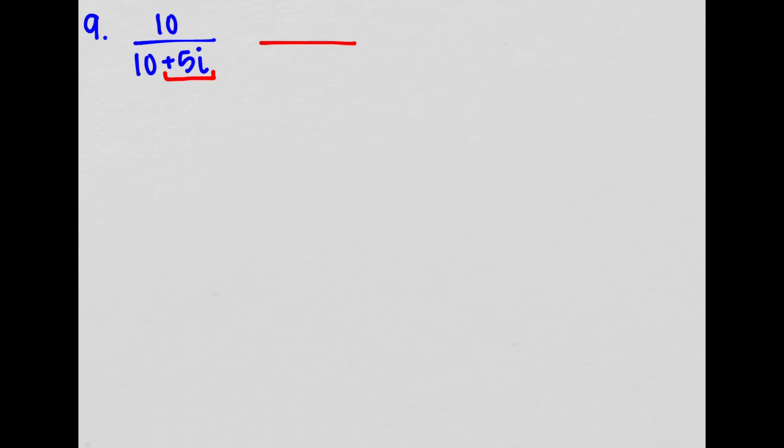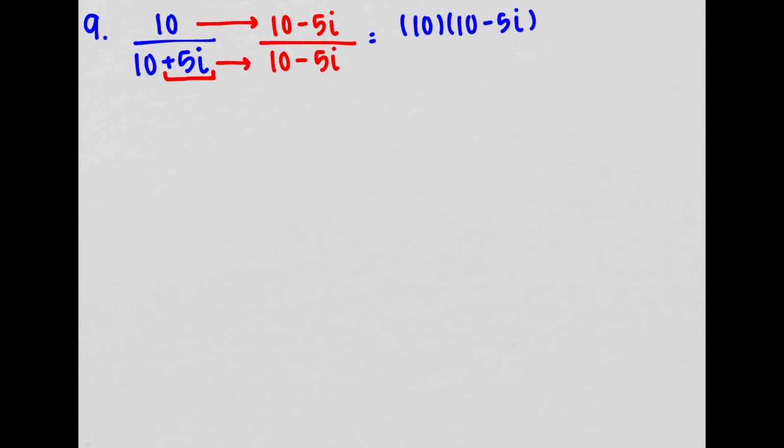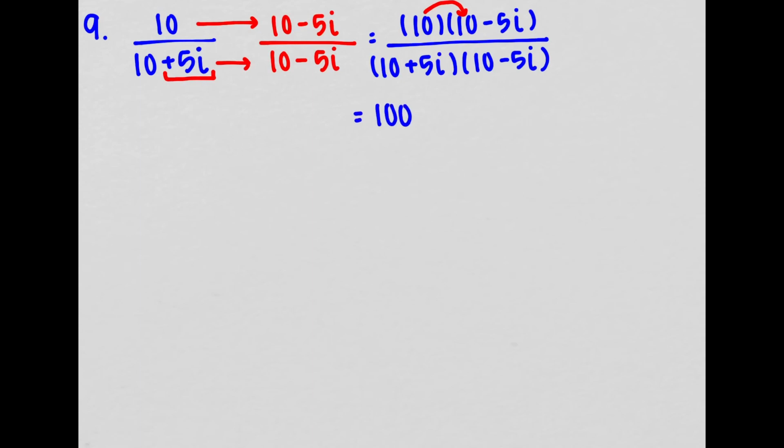So I'm now going to multiply this by 10 minus 5i on the bottom, and the same thing on the top, 10 minus 5i. I'm just going to multiply straight across, so I'm going to rewrite this as the first parentheses, 10 times 10 minus 5i, over, I have 10 plus 5i times 10 minus 5i. And now we can start distributing and foiling. So 10 times 10, that gives me 100. 10 times negative 5i leaves me with negative 50i. So that's what the top of my fraction looks like.